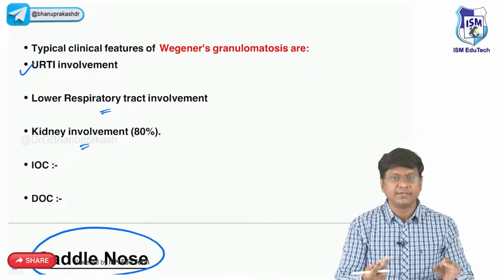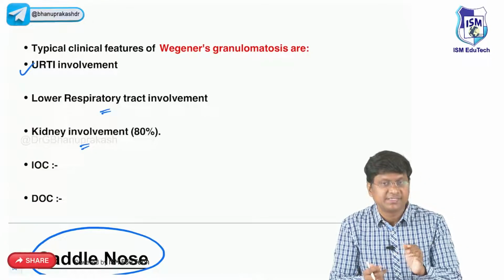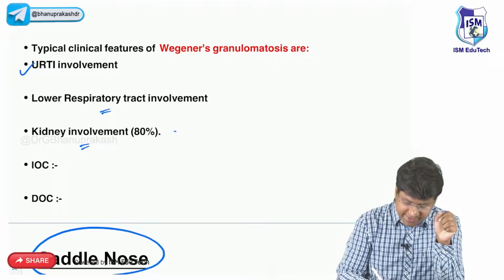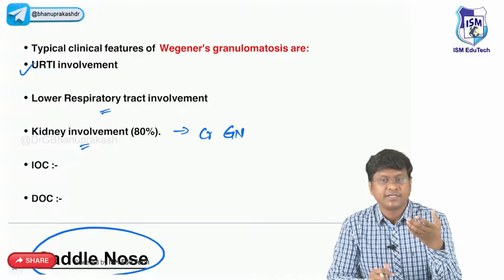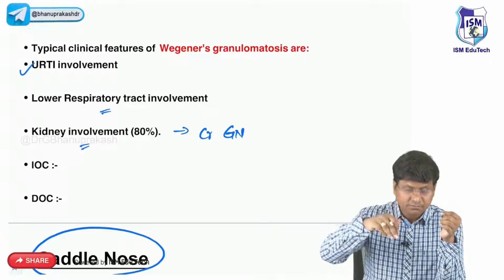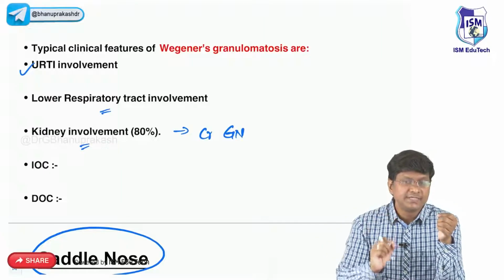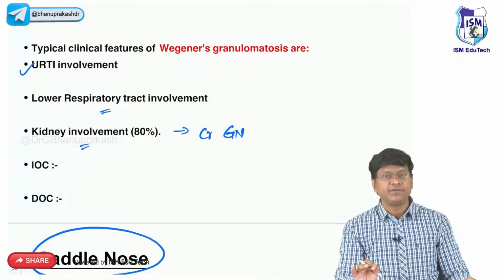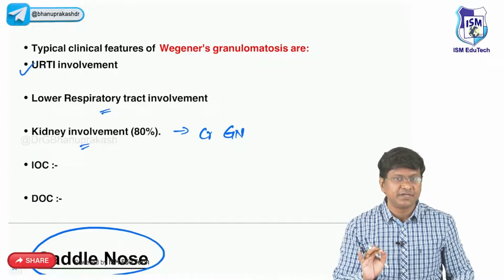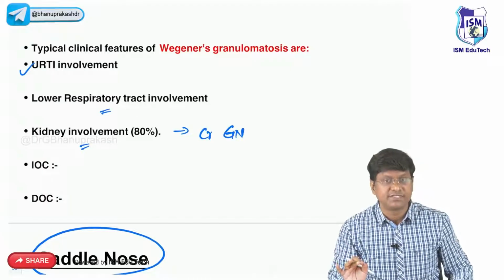Then followed by that, the kidney involvement. Kidney involvement is seen in almost 80% of individuals. And this kidney involvement is in the form of crescentic glomerulonephritis. Now, when do you call it crescentic glomerulonephritis? That is, within the glomerulus, if you observe a half moon shaped collection of inflammatory cells, that is when we use the word crescentic glomerulonephritis. So these are the three important organs which are affected in Wegener's granulomatosis.